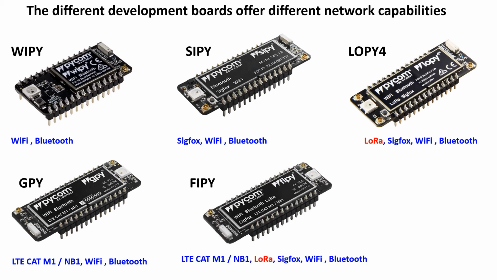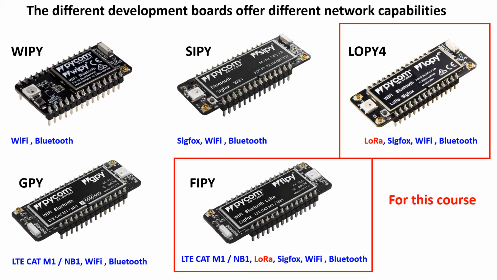The fifth and final board has all the 5 network options available for PyCom development boards. That is Bluetooth, Wi-Fi, Sigfox, LoRa, and LTE. Probably that's why they called it FiPy, for 5 and Py. For this course, we will be using LoRa network. So these 2 boards are relevant to this training course.